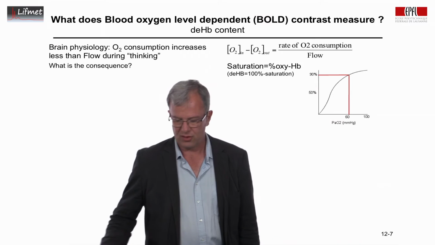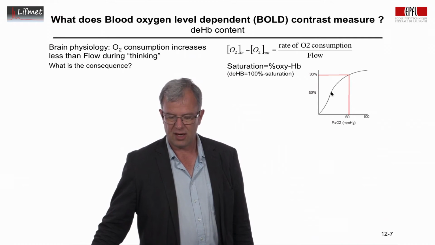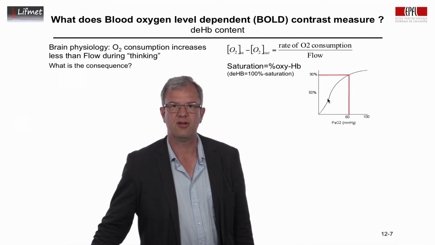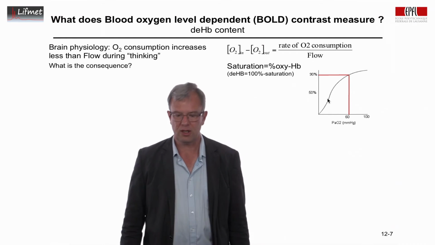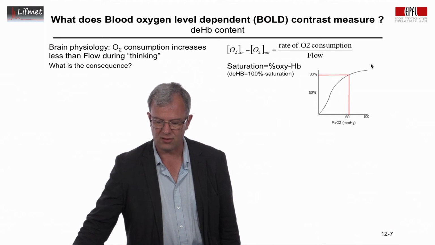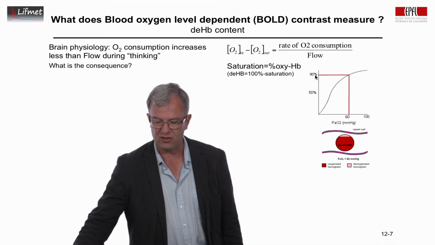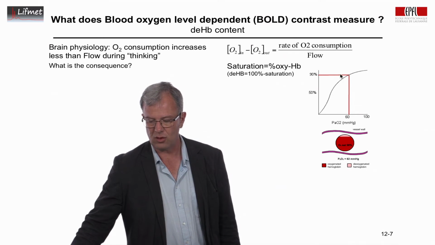The oxygen concentration in the veins is linked to the partial pressure of oxygen in the blood, and this in turn is linked to the percent saturation of the hemoglobin molecules. This is the saturation curve of hemoglobin here. It's a monotonous curve. And so the oxygen concentration in the blood will change the saturation of the hemoglobin in the blood.